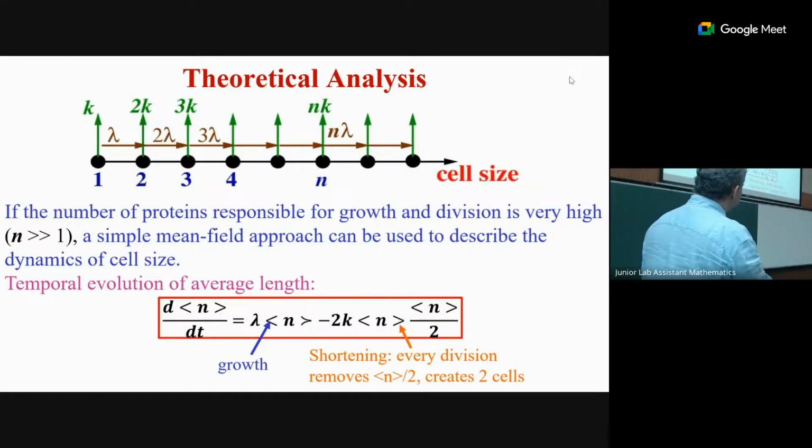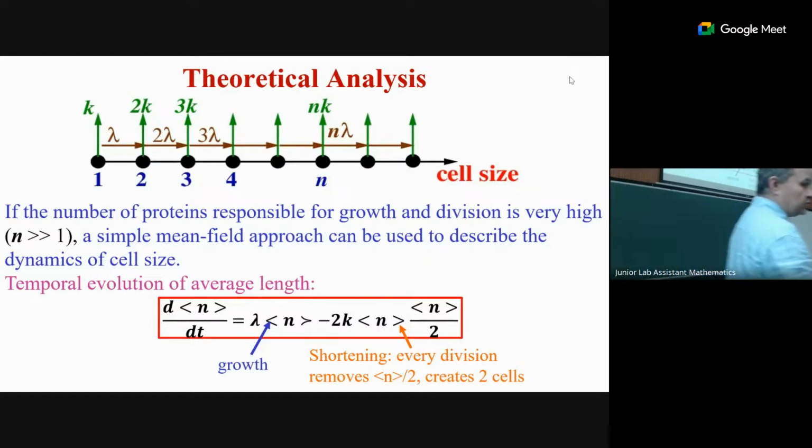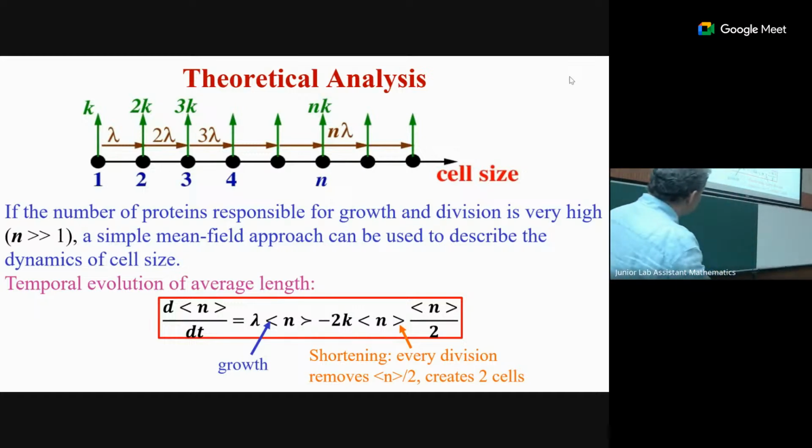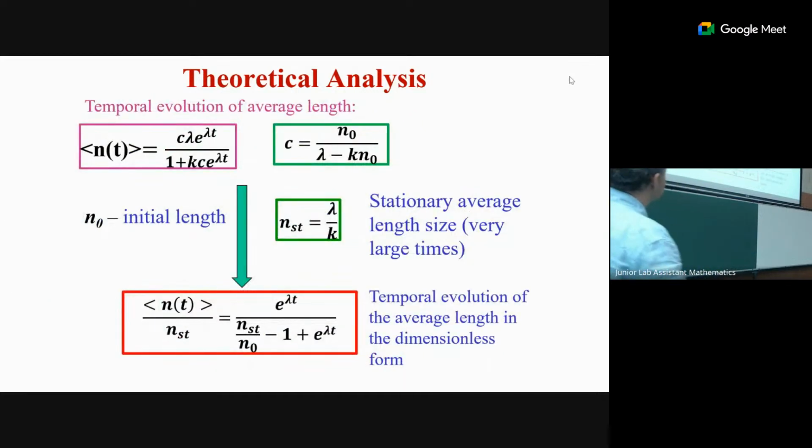And then you're also eliminating length n over 2. The assumption here, implicitly, is that you're dividing equally in the middle. There are organisms like yeast where it's not symmetric, but for simplicity, let's forget about it. So this is the equation. This is the rate of division, the coefficient that comes from creating two cells, and this is the length that you are eliminating. You can solve this equation.